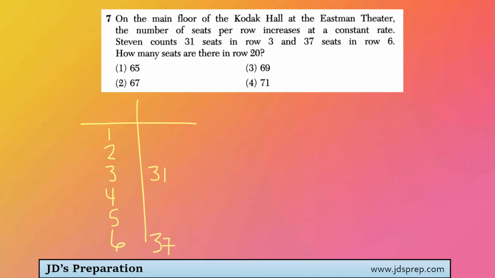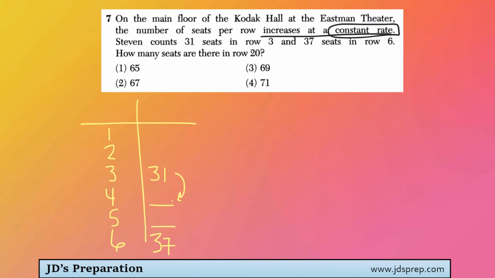Now, because we're told that the number of seats per row increases at a constant rate, that's very important, because that means this is going to be a linear relationship, so it's going to be increasing at a constant rate. And so because of that, we can fill in these blanks pretty easily.